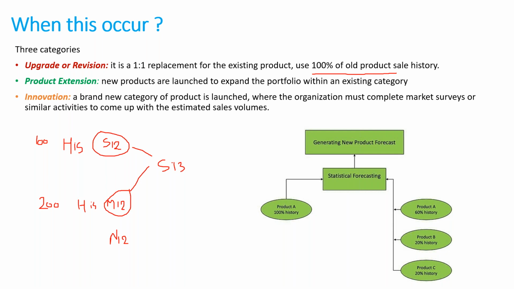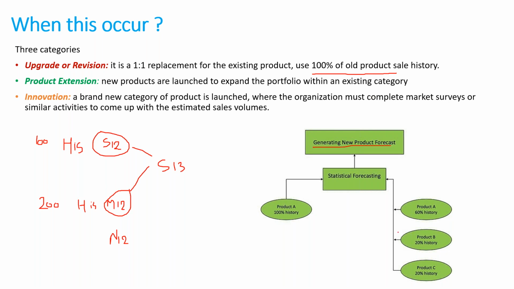That's what we're going to do now. And then I can also give a weight: 80% weight to S12 and 20% weight to M12. So the system gives 80% weighting to the S12 sales history, and 20% weightage to the M12 sales history. There are other options also, we'll see them. I think that is what this diagram is also specifying.